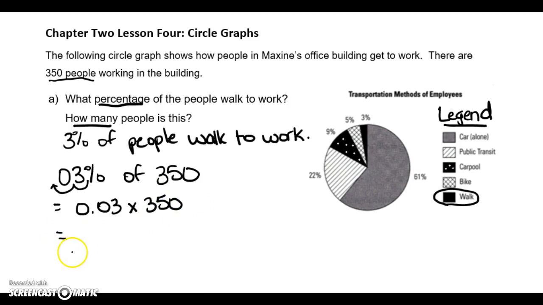When you put that into your calculator, you would find that this is 10.5, and we know that we can't have 10.5 people, so what we can do is just round up from there and say that this is 11 people. You can't have half of a person, so just round up is fine. So make sure you answer this part with a sentence, so you could say 11 people walk to work.